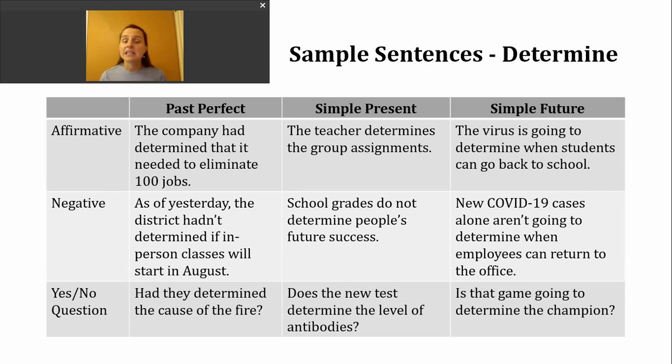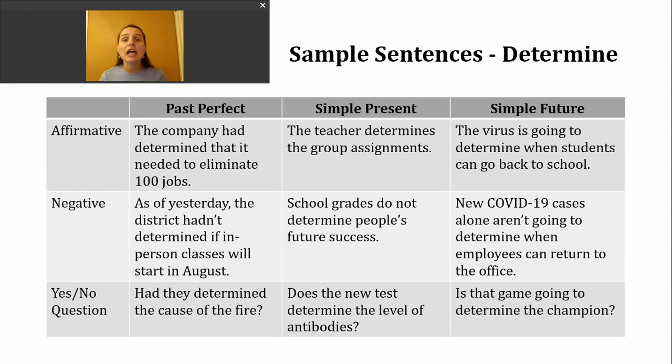If I want to make a yes or no question in the past perfect, I'm going to start with had, then I'll have my subject, and then the participle form of the verb. Here's an example. Had they determined the cause of the fire?